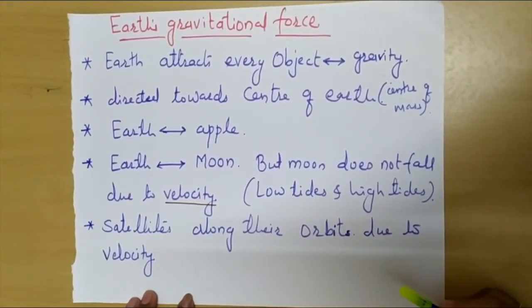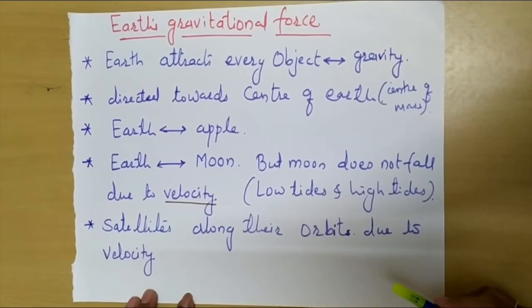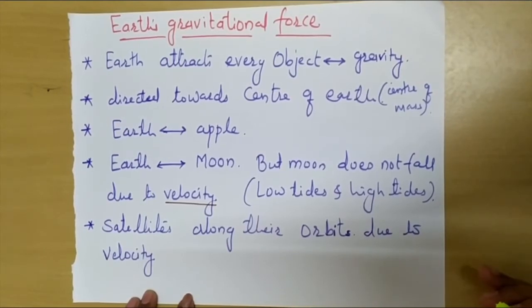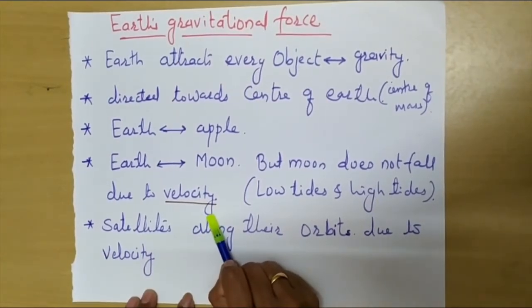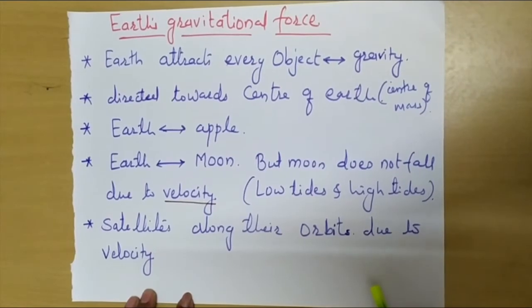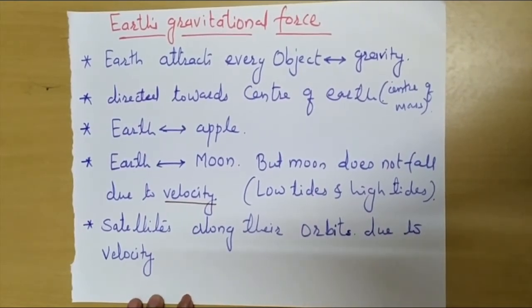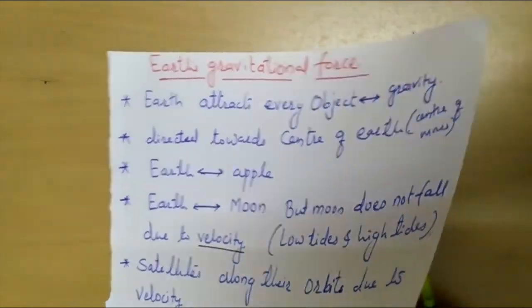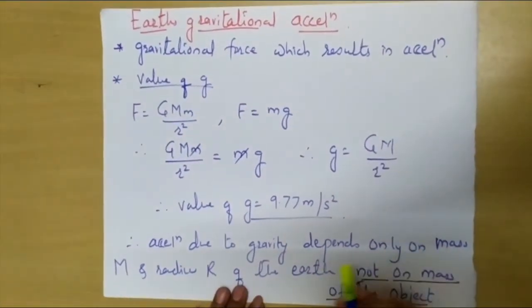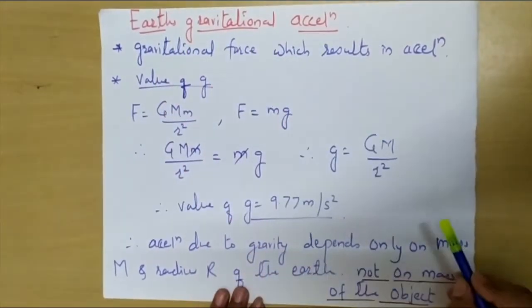The artificial satellites which are sent into space, or the weather satellites which are sent above certain kilometers on the surface, revolve around the Earth. They do not fall on the Earth. The reason behind it is also the same: they have a certain velocity, and due to that velocity, they do not fall on the surface of the Earth. Same thing I have explained here. Satellites along their orbits have some velocity, and so they do not fall on the surface of the Earth.